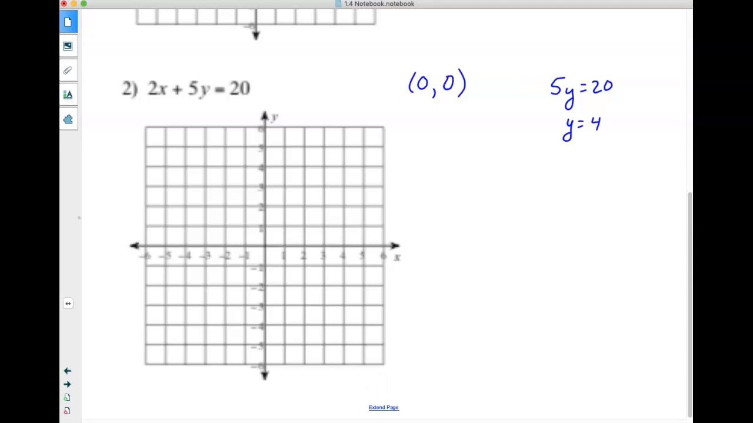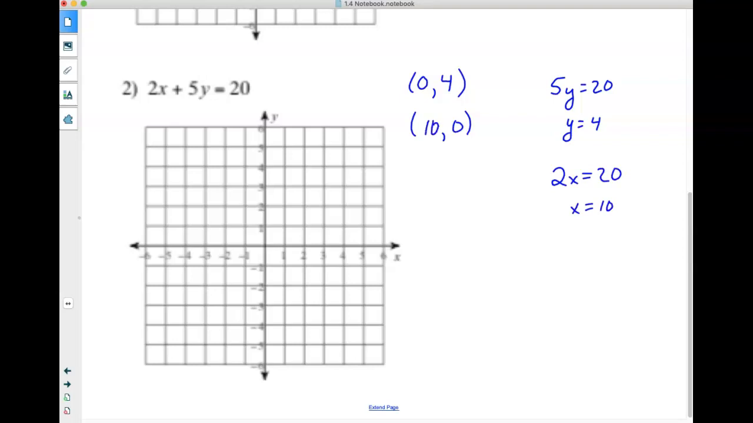Whoa, why did I put a 0 in there? I even said 4. Let me come back. And I got a 4. And then if I put a 0 in for the y value, that will give me my x-intercept. So then I really am looking at solving 2x equals 20. So I divide by 2, x equals 10. If I had a big enough graph, I could graph that.